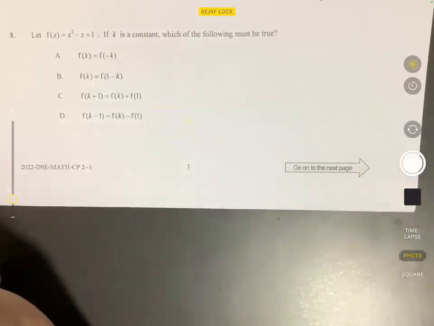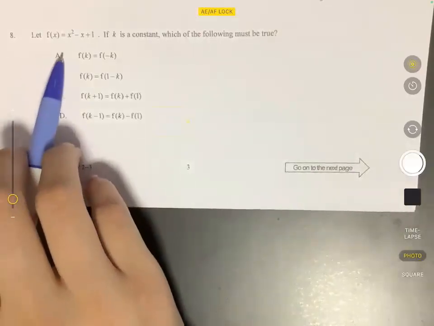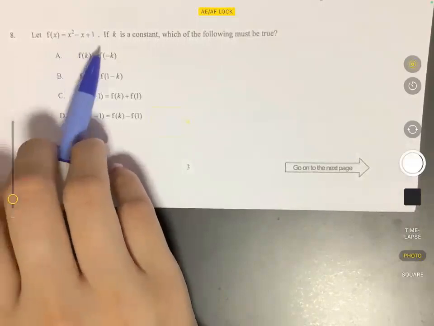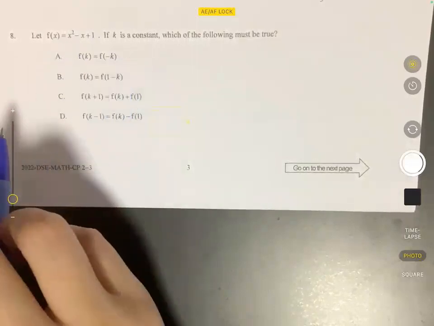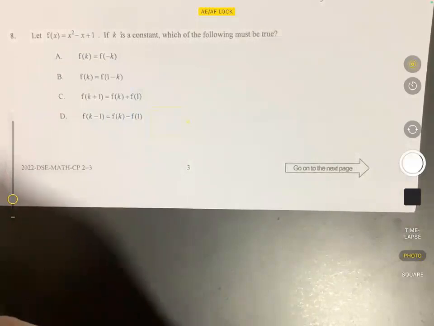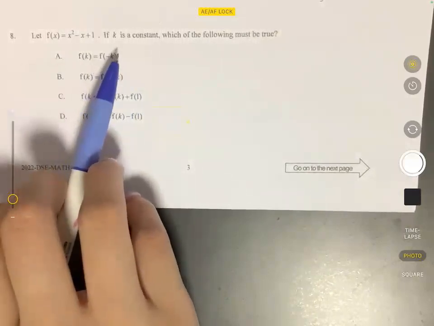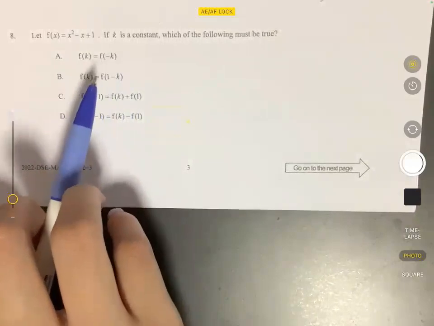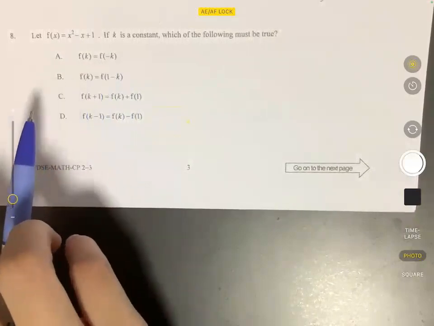Now this is question 8. So if f(x) is a quadratic function and k is a constant, that means a number, okay? So which of the following must be true? If we say that they must be true, that means no matter what k is, it must still be true, right? They didn't tell me what k is. They just tell me that k is a number, but we have no idea what k is, right?